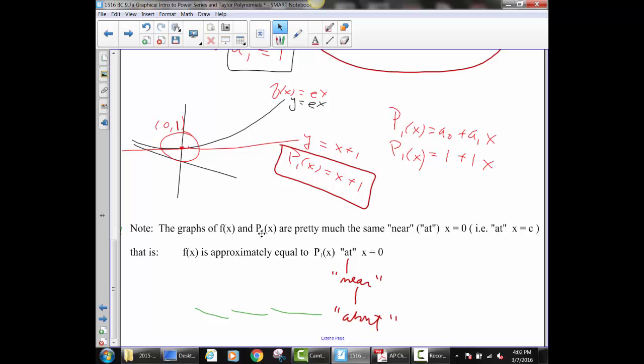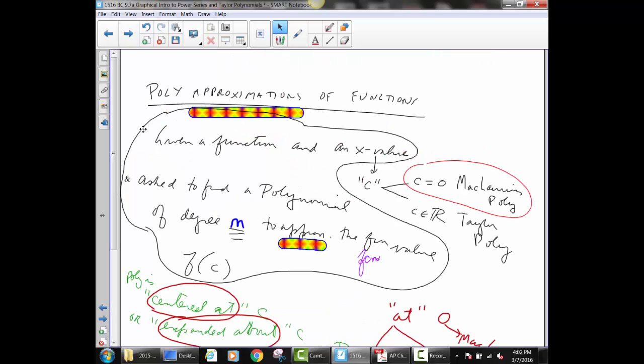Okay, note the graphs of f of x and P1 of x are pretty much the same near or at x equals 0, i.e. at x equals c. That is, f of x is approximately equal to P1 of x near or about x equals 0 in this case.